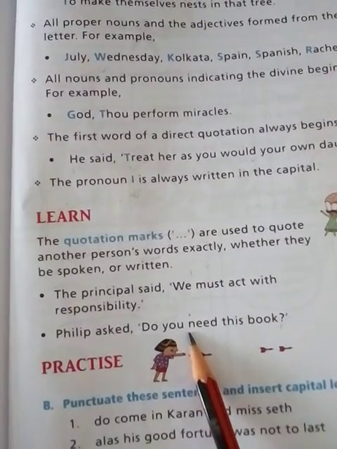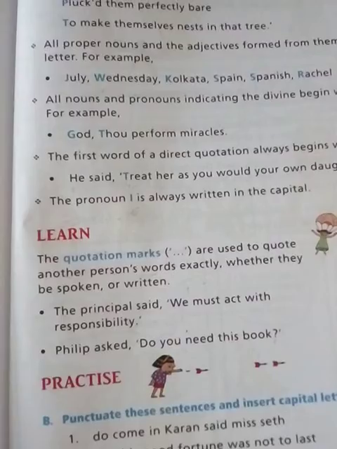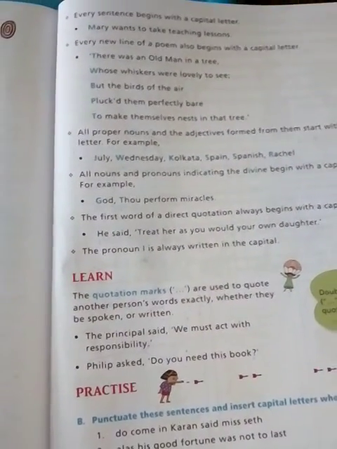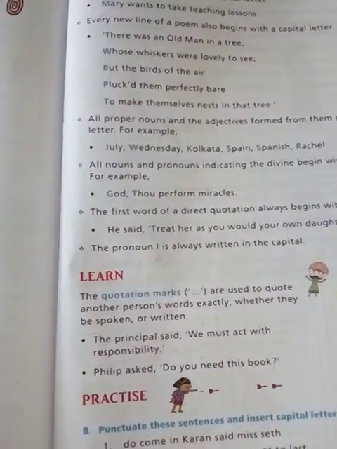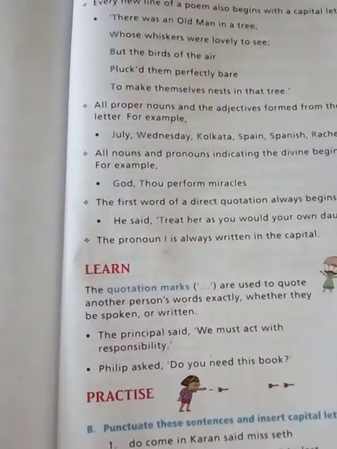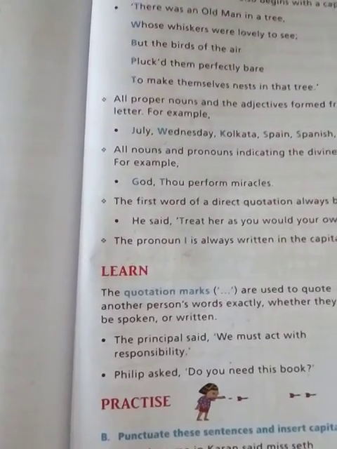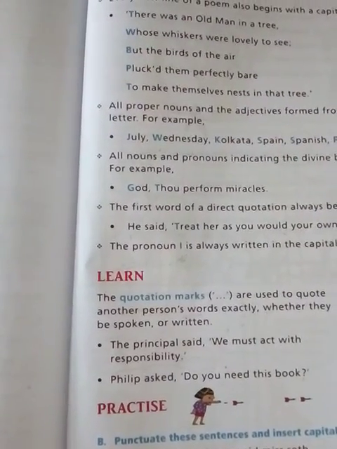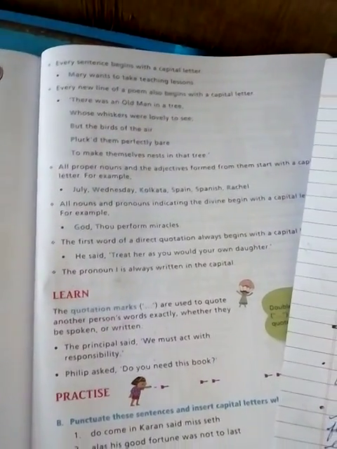In this way, we have seen the uses of punctuation: first is the use of full stop, second is comma, third is marks of interrogation, marks of exclamation, capital letters, and the last is quotation marks.